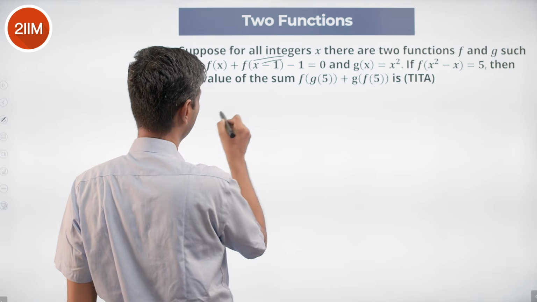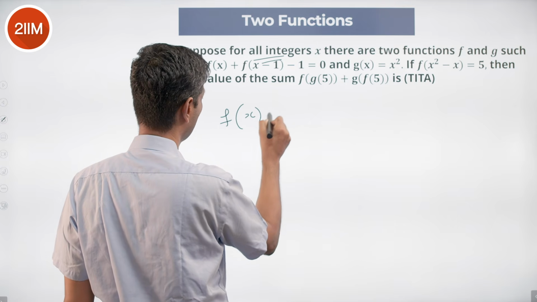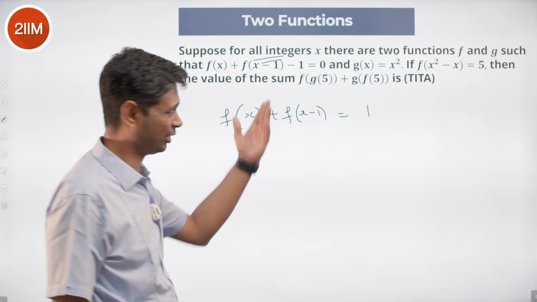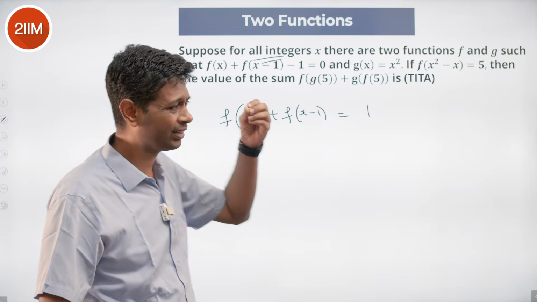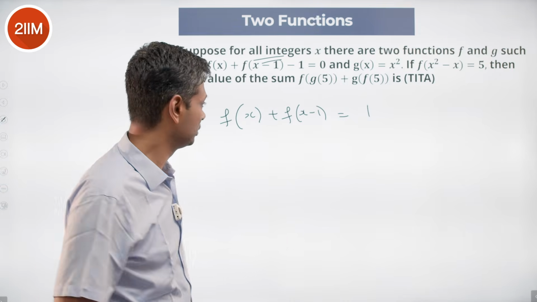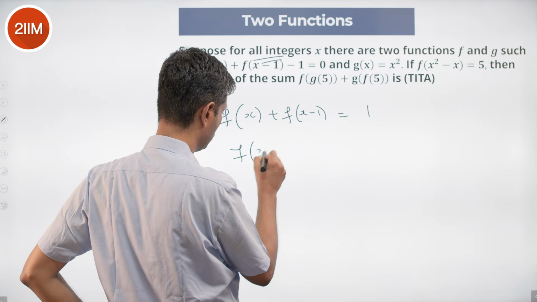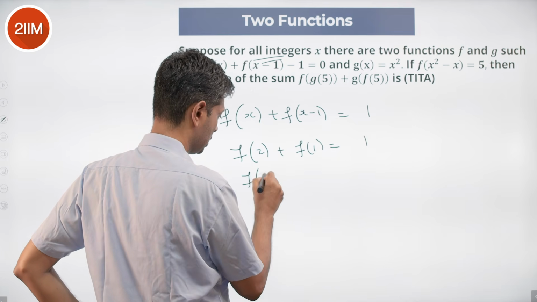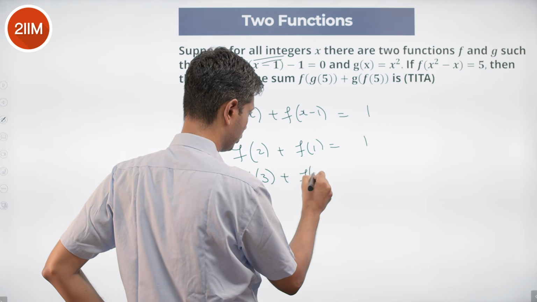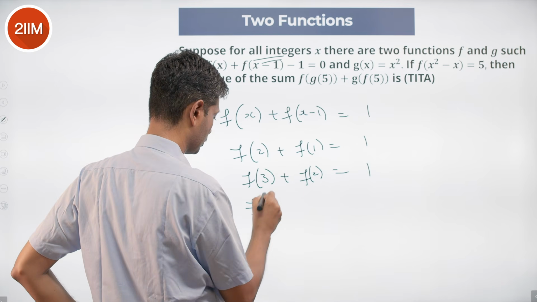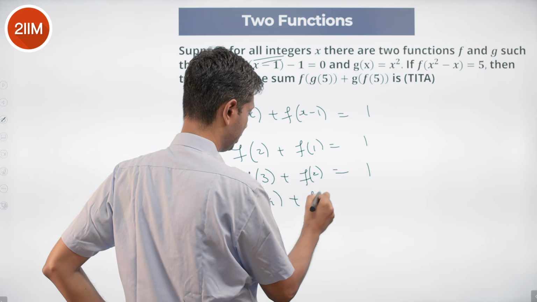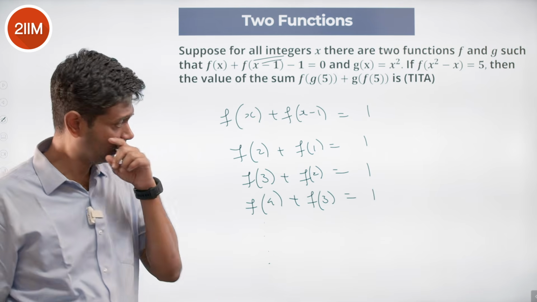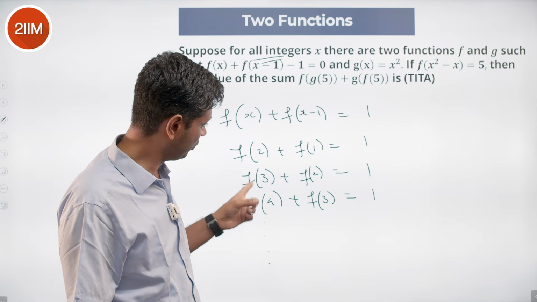All integers x. So f of x plus f of x minus 1 equal to 1. That's what this is. G of x equal to x square, that is very easy. Nice. So I'm going to write a few equations. F of 2 plus f of 1 equals 1. F of 3 plus f of 2 equal to 1. F of 4 plus f of 3 equal to 1. And so on.